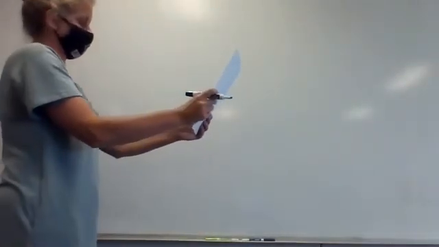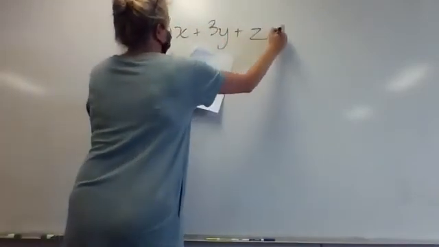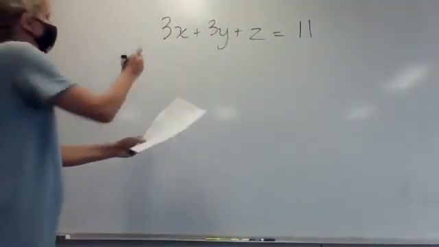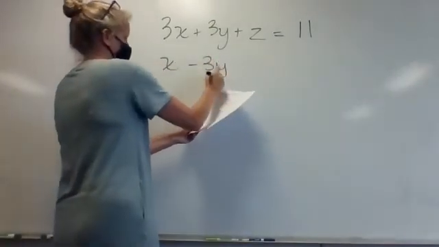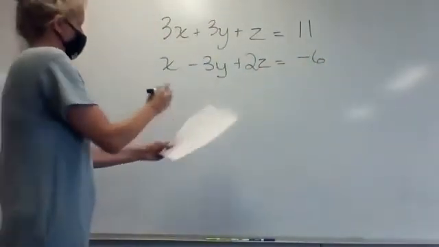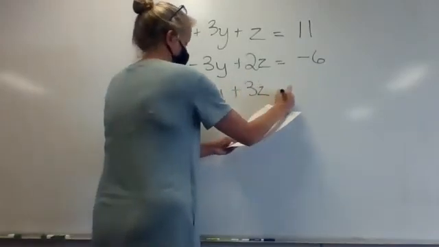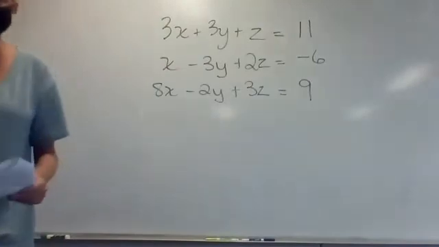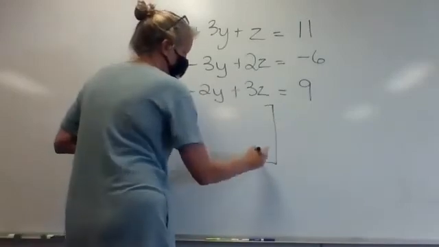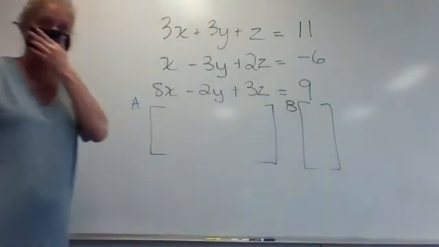So number 9, 3x plus 3y plus z equals 11. X minus 3y plus 2z equals -6. And 8x minus 2y plus 3z equals 9. Matrix A, matrix B.